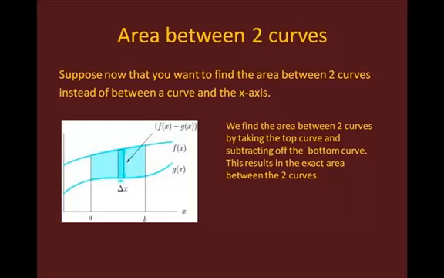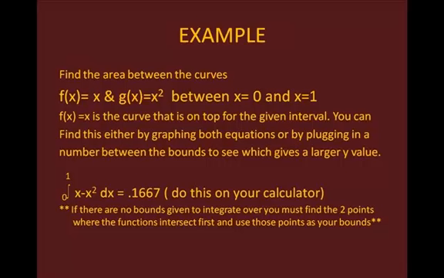So, when you want to find the area between two curves, you're going to take the top function and subtract off the bottom function and integrate them from a to b. Let's look at an example. So if we wanted to find the area between the curves x and x squared, between x equals 0 and x equals 1, well, we need to figure out which one is on top in the given interval, so between 0 and 1. There's two ways to do this.